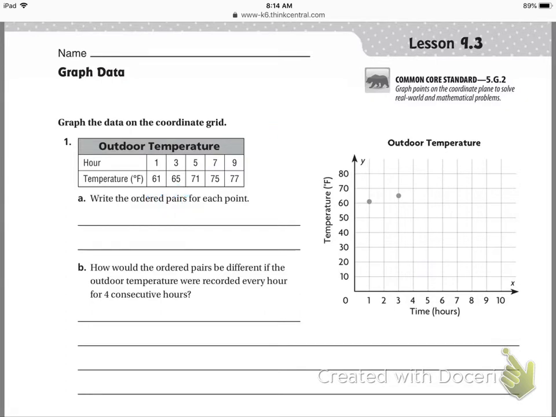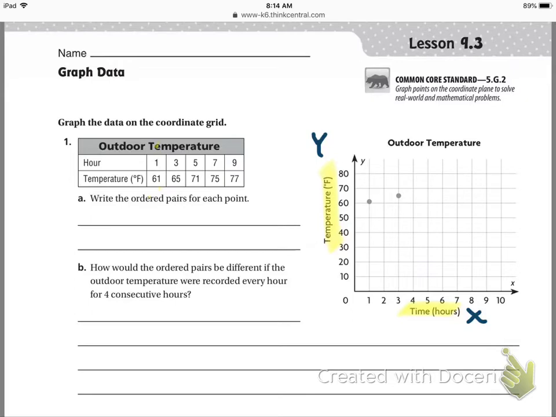Their first set of data was 1, 61. Now go over here and look at the graph. You'll notice that time is on the bottom and temperature is on the side. So whatever the time is must be the x coordinate. So again, time is the x coordinate. Temperature is the y coordinate. So let's go back to that chart and look at what we got.